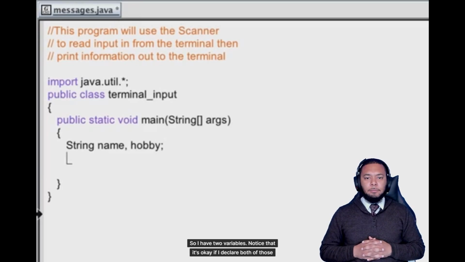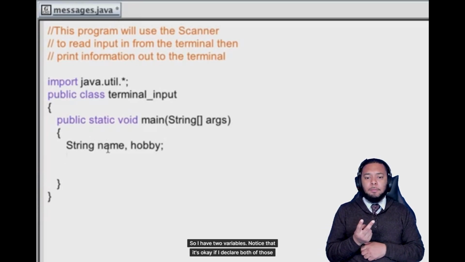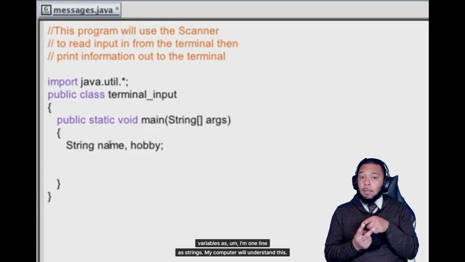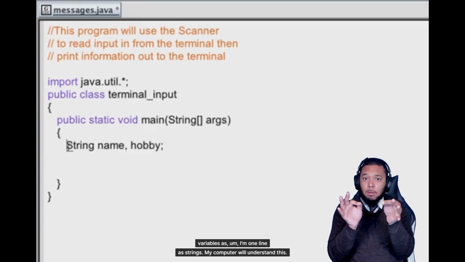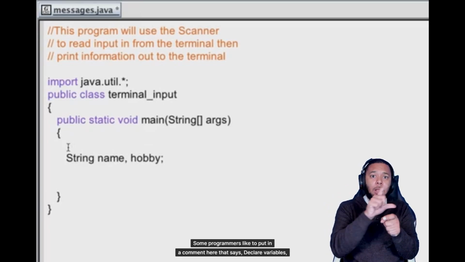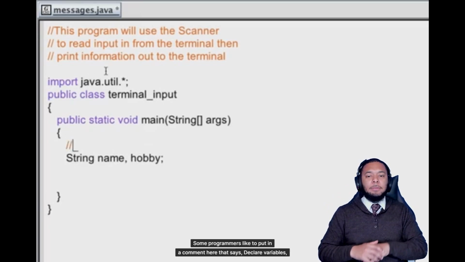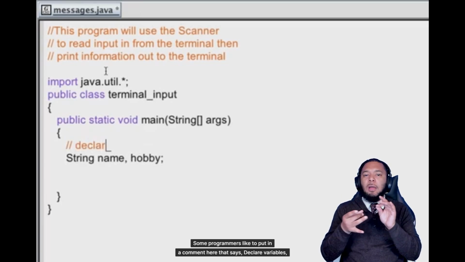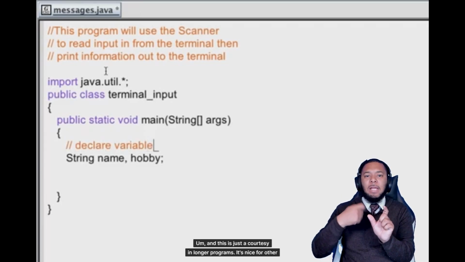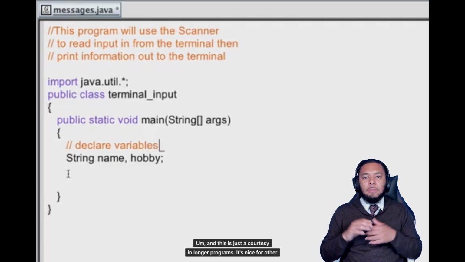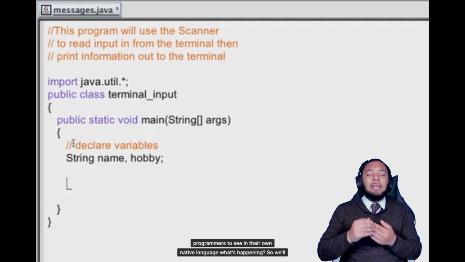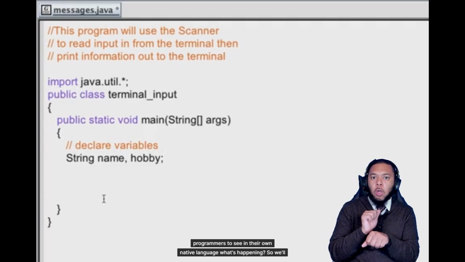So I'll have two variables. Notice that it's okay if I declare both of those variables on one line as strings. My computer will understand this. Some programmers like to put in a comment here that says declare variables, and this is just a courtesy. In longer programs, it's nice for other programmers to see in their own native language what's happening. So we'll say that. And then to read information in from the keyboard, Scanner uses a command called next line.